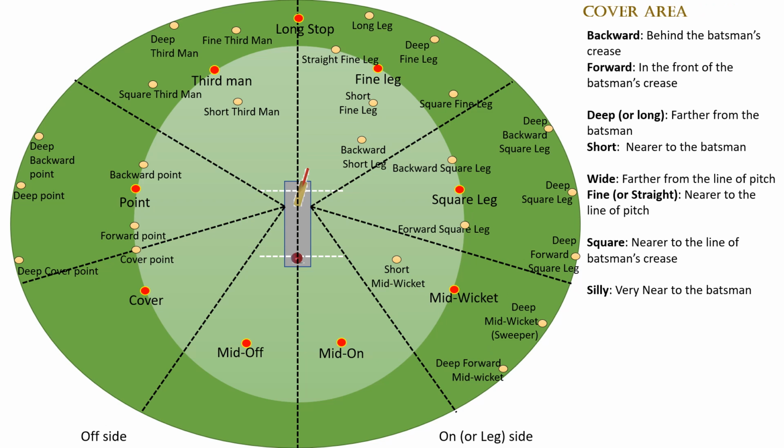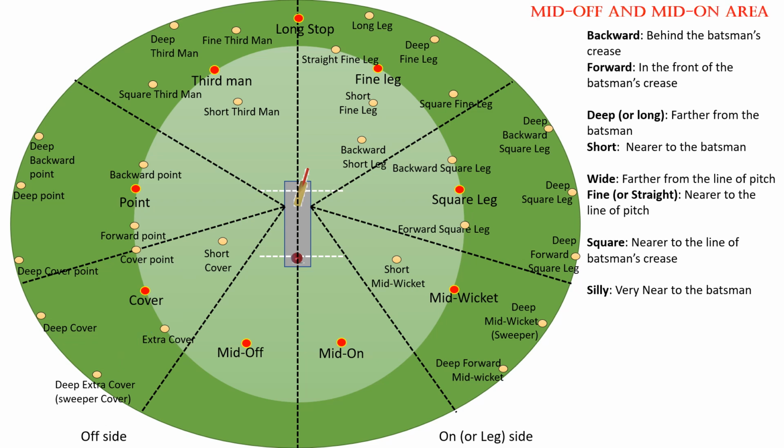And now let's see the corresponding area on the off side, which is called the covers area. And this has the short cover position, which is towards the pitch, and the deep cover position, which is towards the boundary. Then we have the extra cover position, and when this extra cover position is moved towards the boundary, it becomes deep extra cover, or it is also called the sweeper cover position.